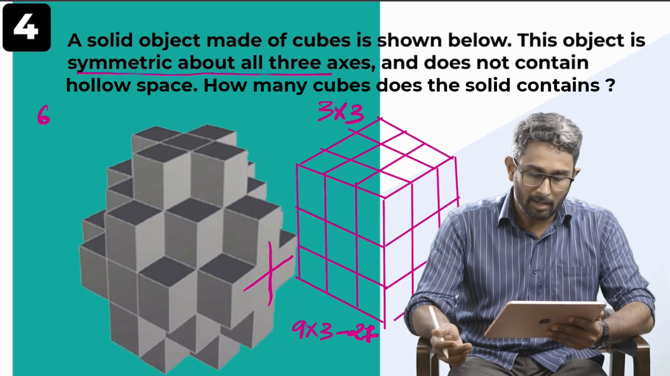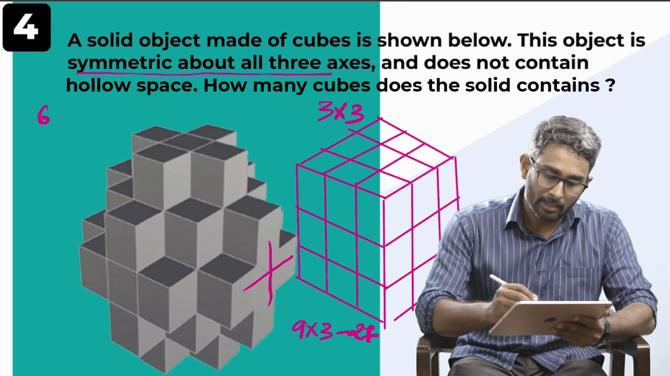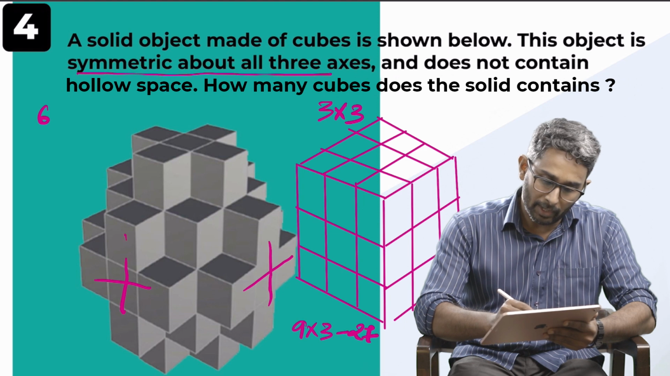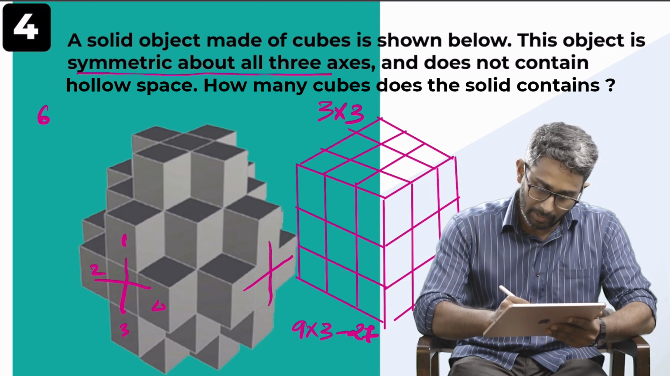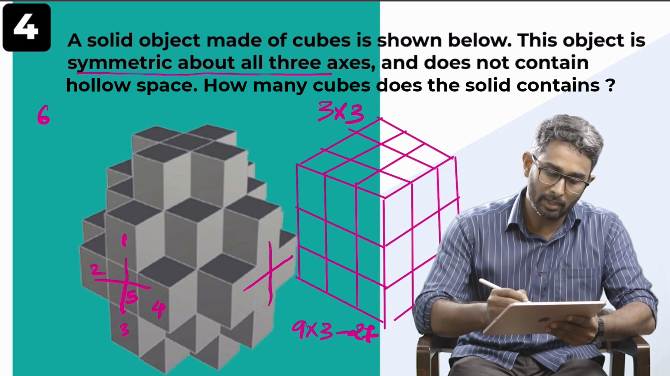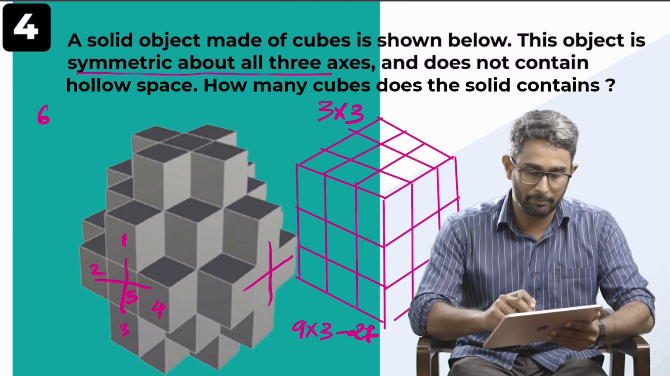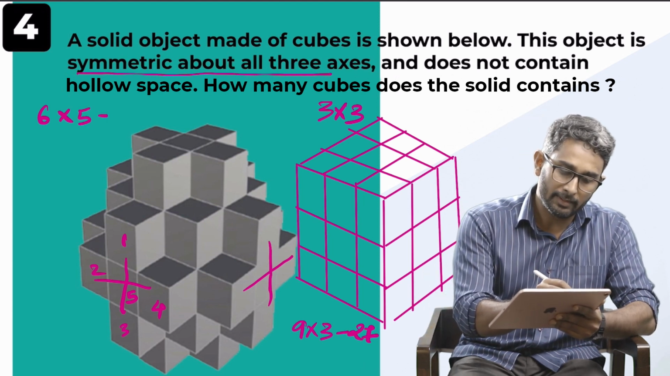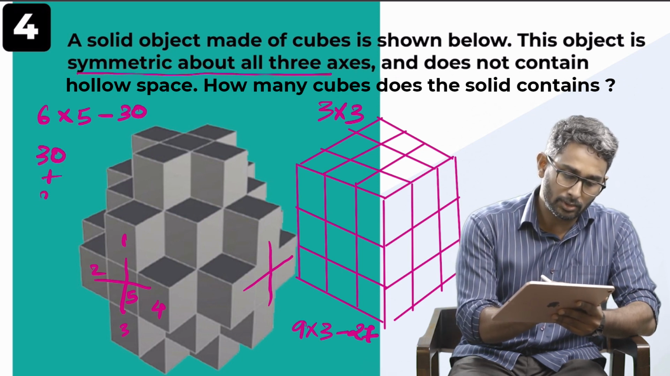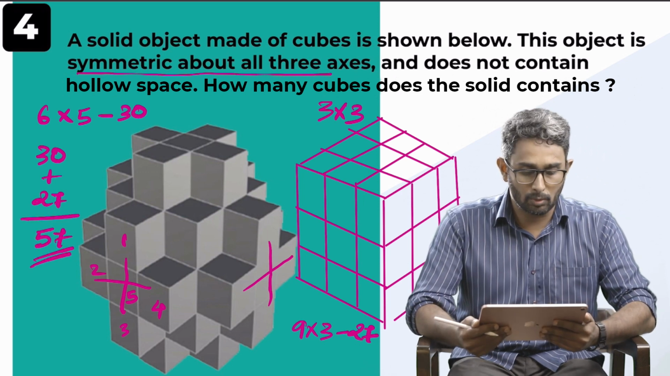Okay, and if you consider there are 6 faces and the plus shaped arrangement of cubes is present on all the 6 faces, there are 1, 2, 3, 4, 5 cubes arranged in the plus shape. So for 6 faces there are 5 cubes arranged in a plus shape. So 6 into 5, 30. So 30 plus 27, a total of 57 cubes are present in this solid figure.